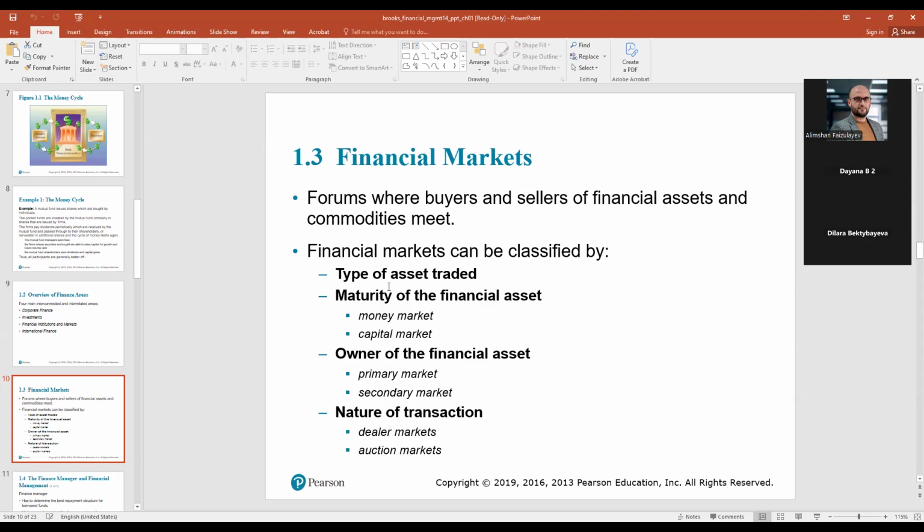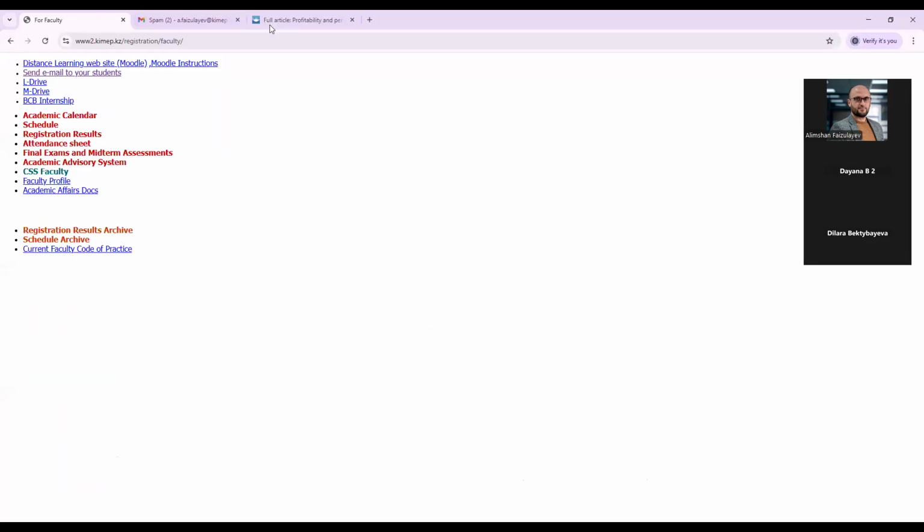But one thing I would like to underline is that you cannot go and buy shares and stocks directly from the financial market. There should be a broker that helps you arrange the transaction. For example, Jusan Bank has a broker called Jusan Finance. Halyk Bank has its own broker too. You can see the list of authorized brokers from the CASE. Don't trust every broker because you might be in a trap.